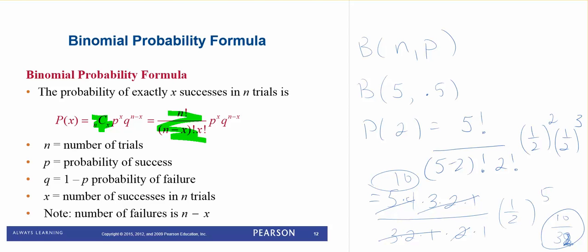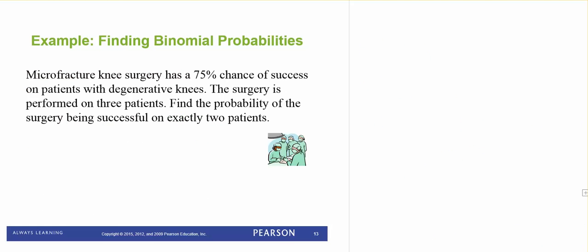Now, I'm also going to show you how to do binomial probabilities on StatCrunch, and I'm also going to show you how to use the binomial table. The binomial table is found in your appendix, so we will take a look at that in a different video, but this will get you started with the pencil and paper part.